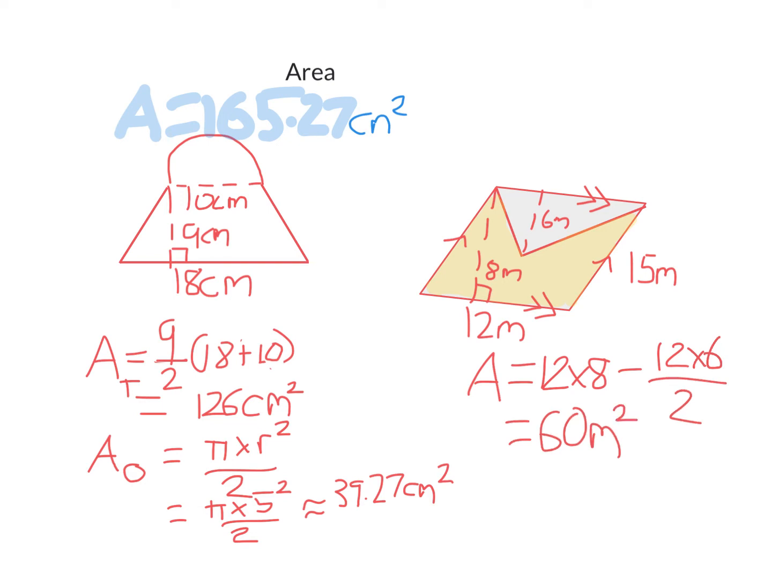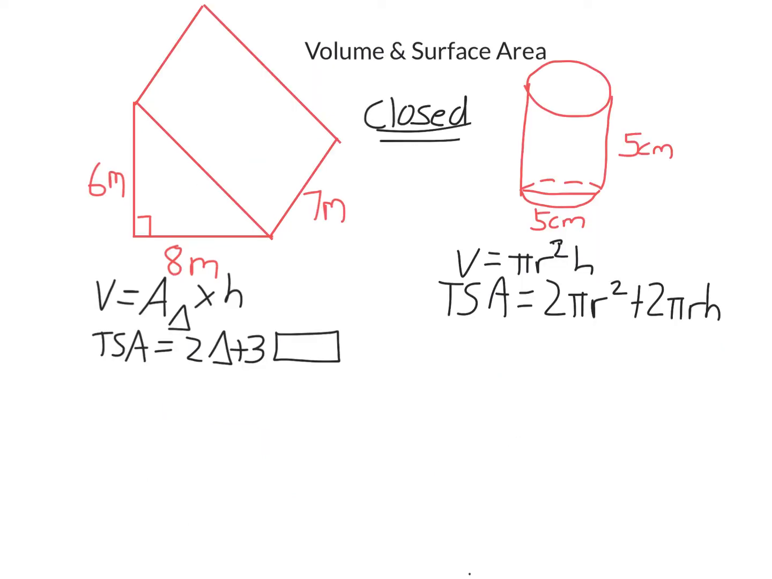All right, let's now look at surface area and volume. So we find the volume or surface area of prisms, 3D shapes. So the formulas are here. Let's look at this, which is a triangular prism. First we're going to find the volume.